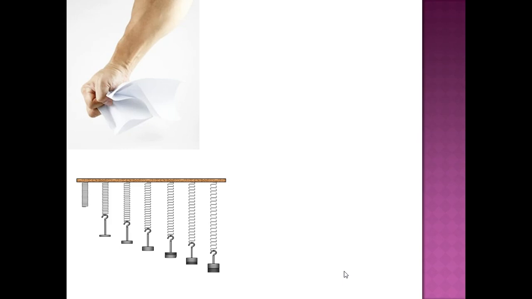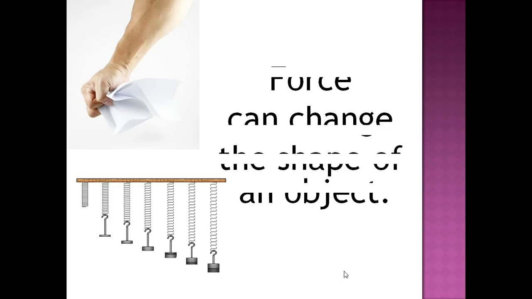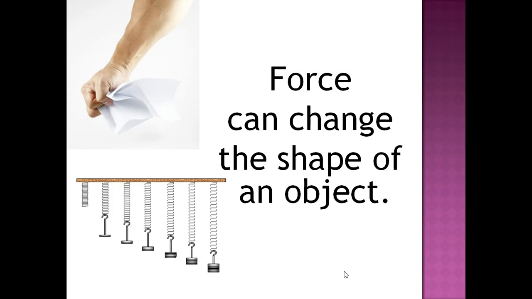Now let us look at this picture, children. What is happening over here? A man has taken a paper in his hand and he is crushing it. He is applying a force on this paper. Now, is the paper straight? No, it is not straight. The paper has changed its shape. Similarly, if you take a spring over here and pull it, then the spring is stretched. This is another example for change in the shape of an object and the change in the size of the object also. So, what can force do, children? Force can change the shape of an object.